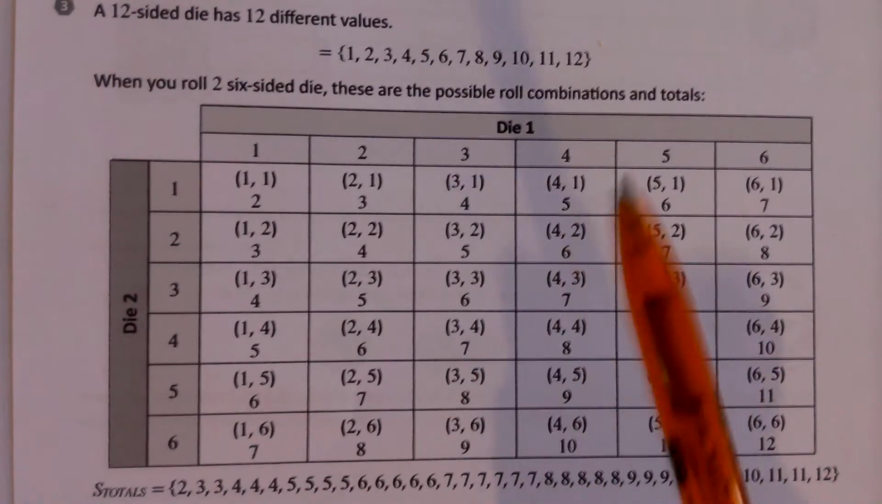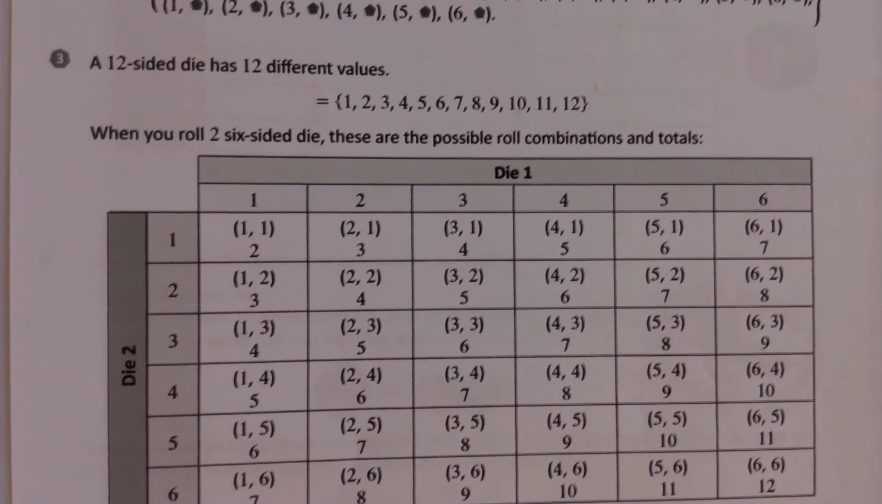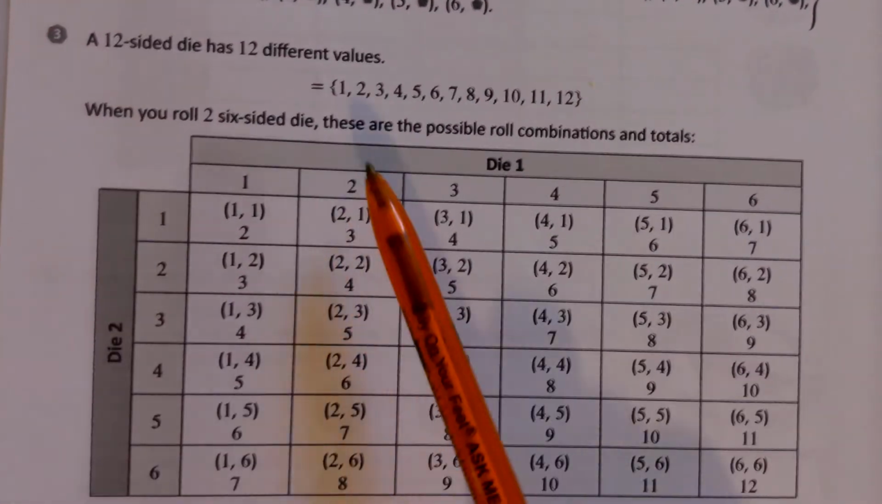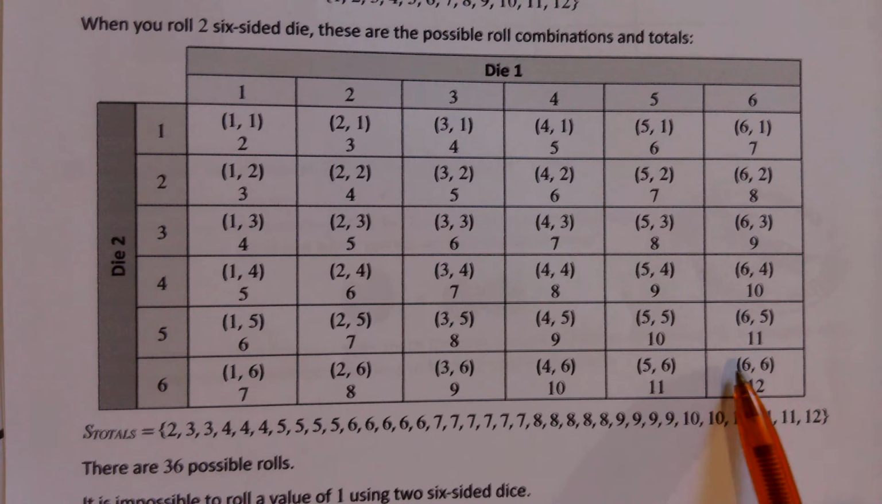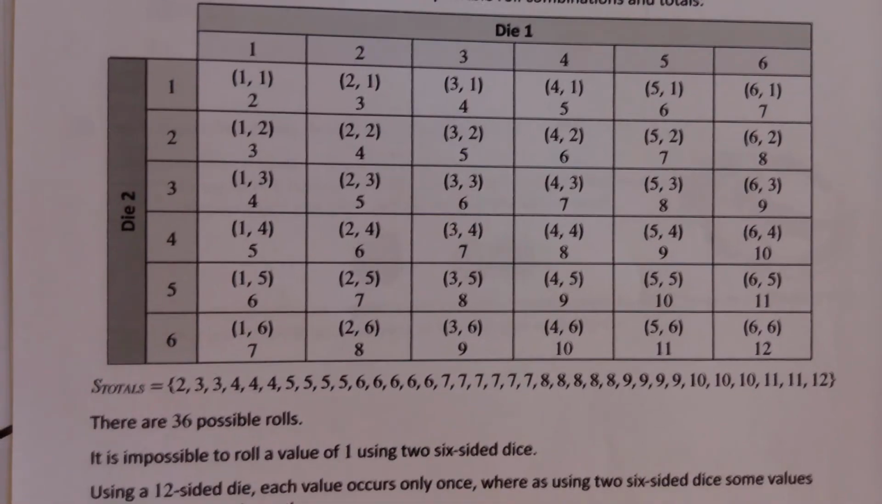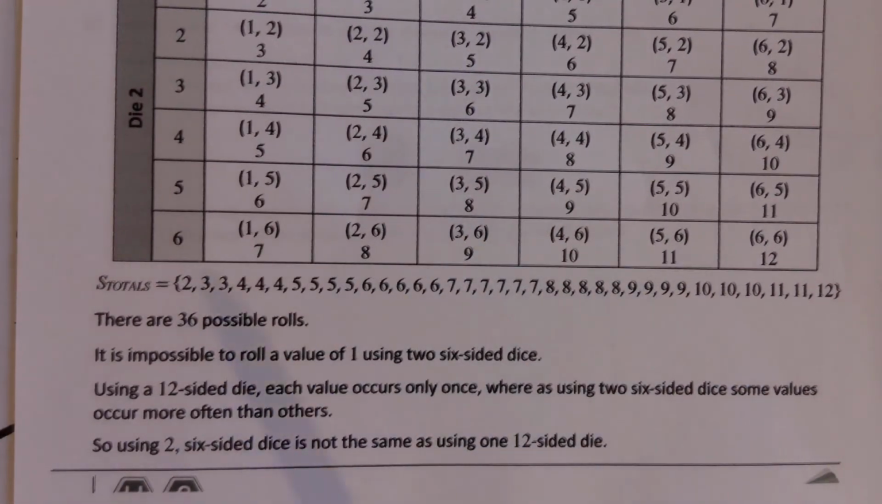Remember, there were 2 die you were told about, and you were told that you're going to have to look at the values. So a 6 plus a 6 is 12. Often in games you play, you use 2 die and you add them. It's impossible to roll a value of 1. And using a 12-sided die, each value occurs only once. And using 2 6-sided die is not the same as using 1 12-sided die. Your probabilities would be different.